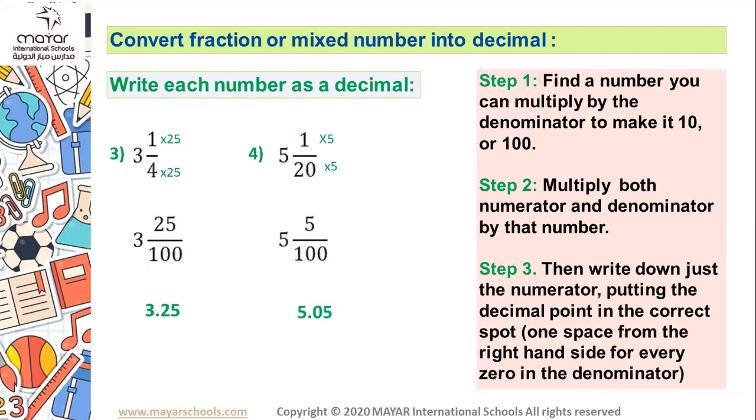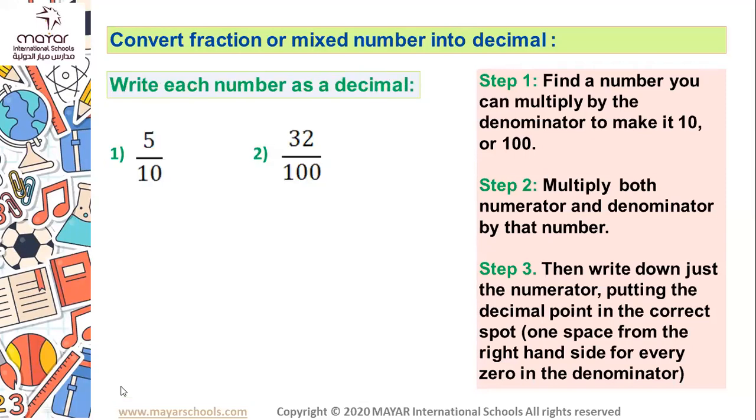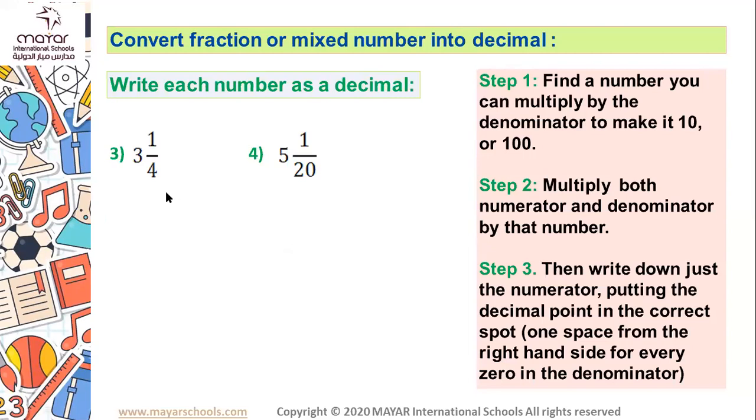Yes, Mutia, what's your question? Teacher, why did we put at question number 3, 25, and question number 4, 5? Multiply. Mutia, if we go back to this slide, I told you to remember to change 2 to 10 multiplied by 5, 20 to 100 multiplied by 5, 50 to 100 multiplied by 2, 4 to 100 multiplied by 25. Here, the denominator is what? 4. So I should multiply by what? You need to multiply by 25. The denominator is what? 20. I should multiply it by what?